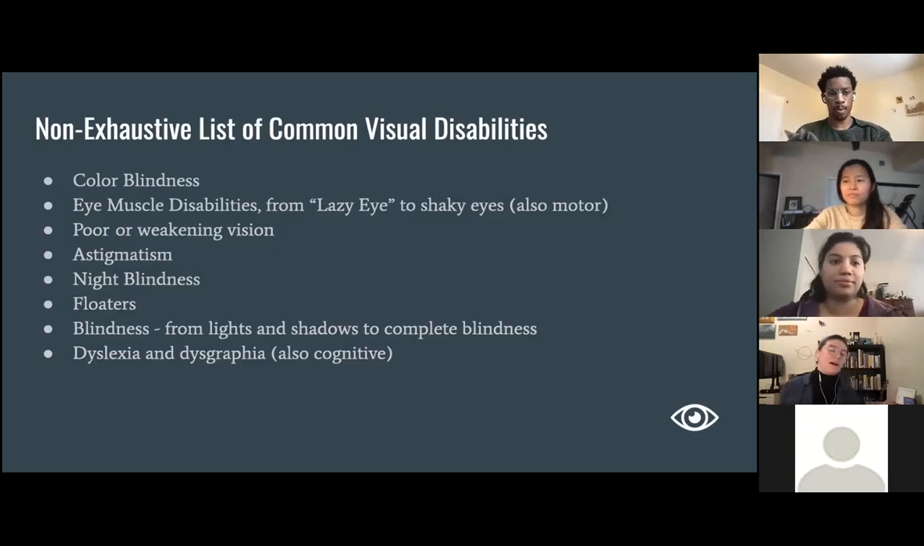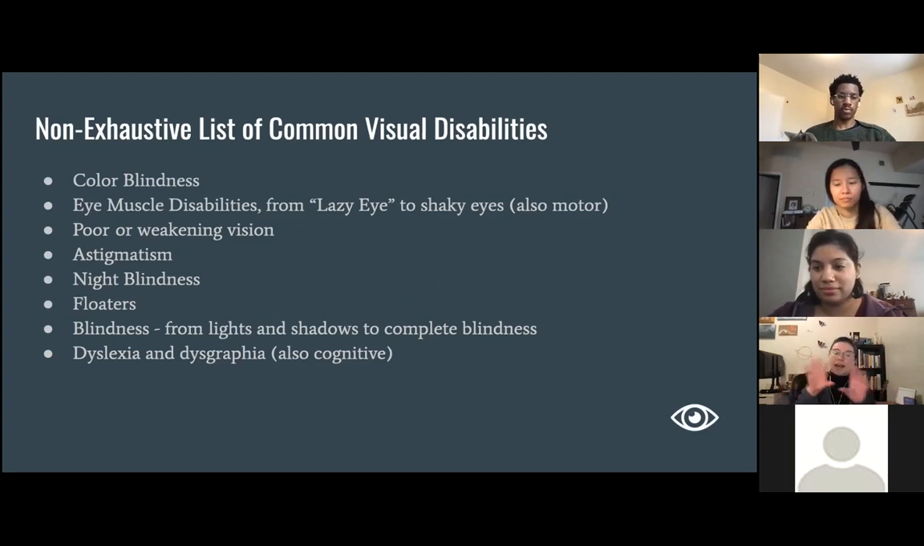Speaking of which, we're going to jump into different categories of disabilities. Visual disabilities, as you might recall from one of the previous slides, are very common. And I know at least two of us right now are wearing glasses, so that's already a disability, where we have weakening vision. Some people are completely blind. Some people can see lights and shadows.